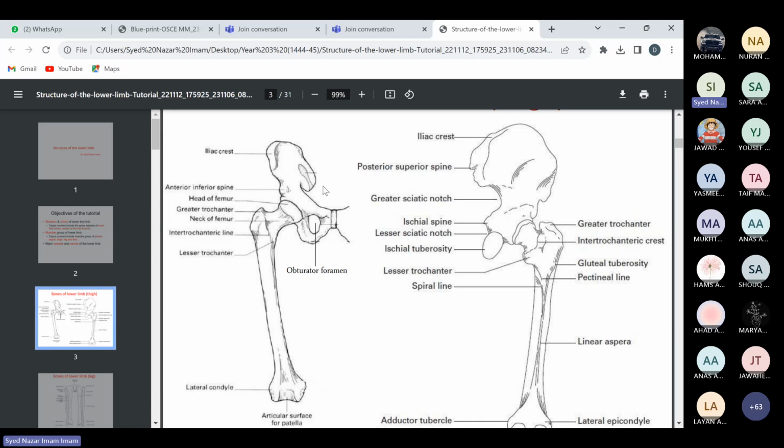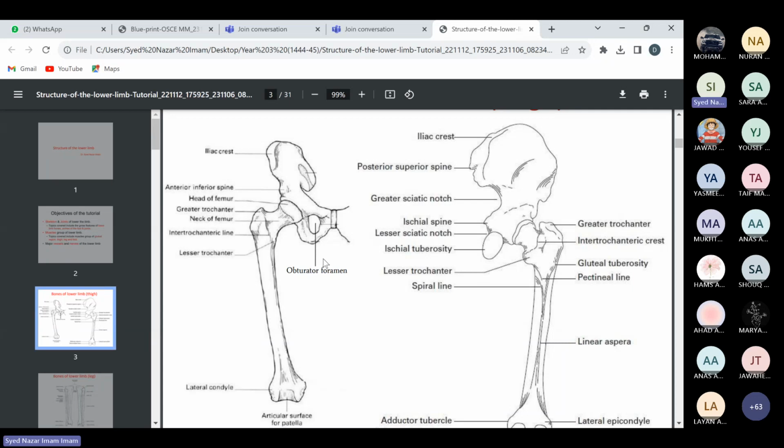So this is what they are going to ask you from the hip bone. This you have to know. Now let's go to the femur. This is the proper bone of the lower limb. So you have to know about the femur itself, how to identify the site first.